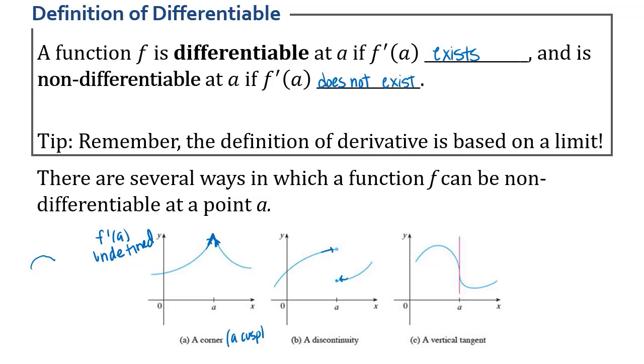And then a vertical tangent is an issue as well, because the derivative function would end up creating a vertical asymptote there. When we've got a vertical asymptote, those are also undefined. So in all three of these situations, the derivative function is undefined at those points: a corner, any type of discontinuity, and a vertical tangent. Remember, we've got the different types of discontinuity: the removable, the infinite, and the jump.